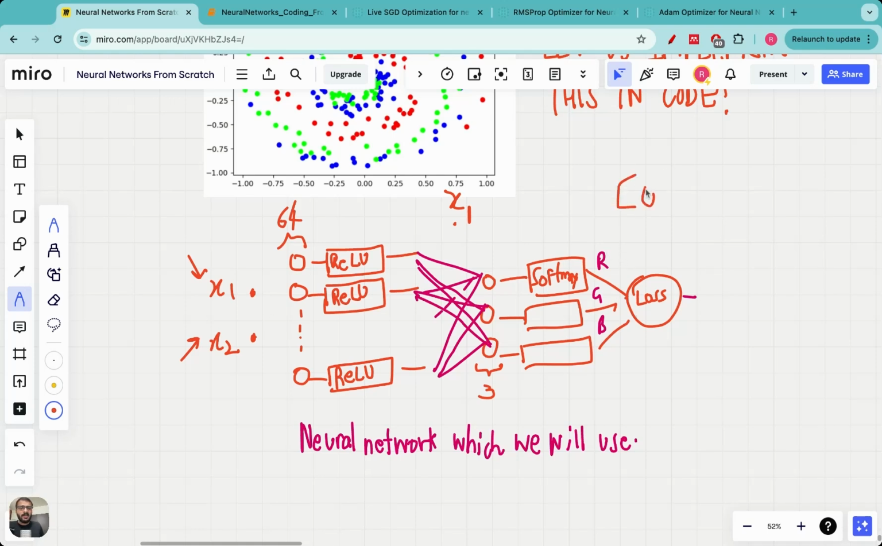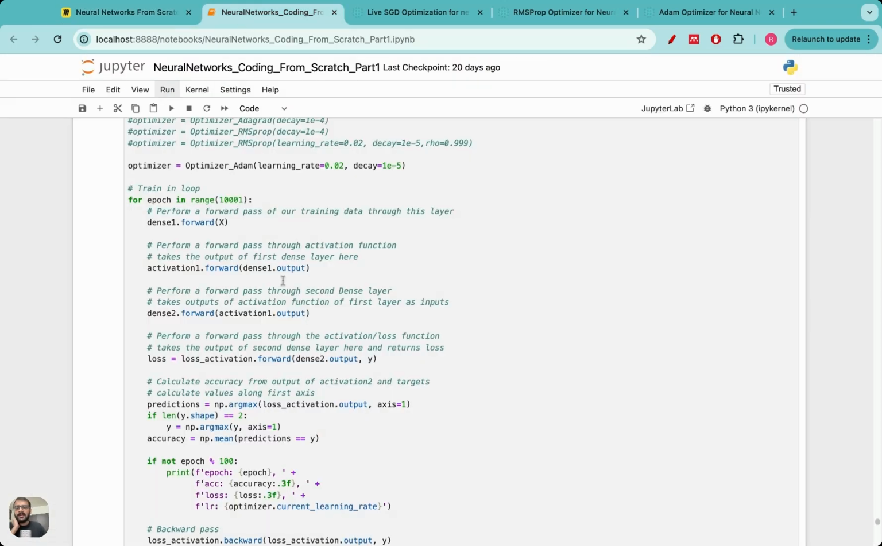So let's say for the current x1, x2, the output is 0.9, 0.1, and 0. This clearly says that there is 90% probability that this point belongs to the red class and 10% probability that this point belongs to the green class. And based on these values, we'll calculate the loss based on the actual data. So this is how we'll train the neural network to make the correct classification between red, green, or blue, and we'll be using the ADAM optimizer for it. So let me jump into code to show you how exactly this is done.